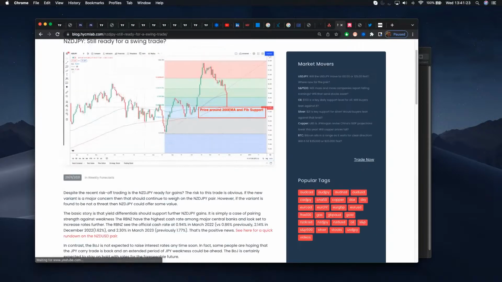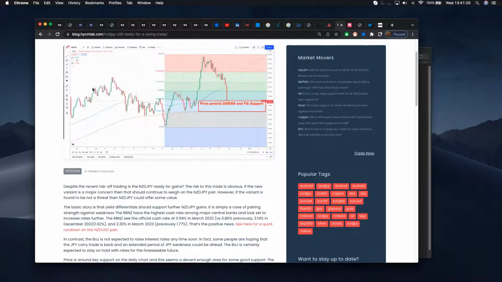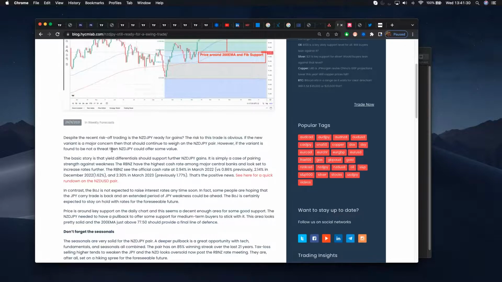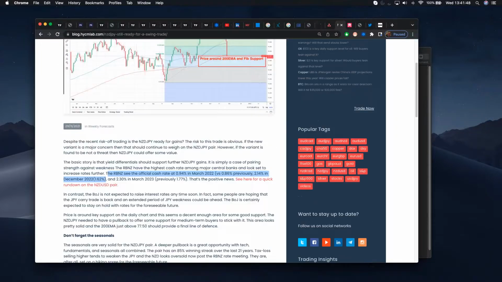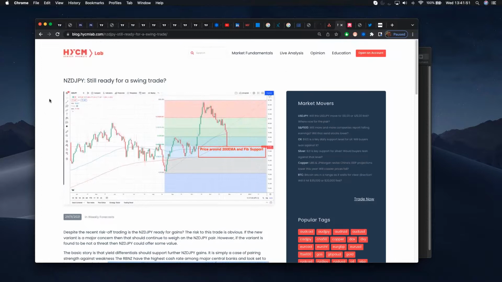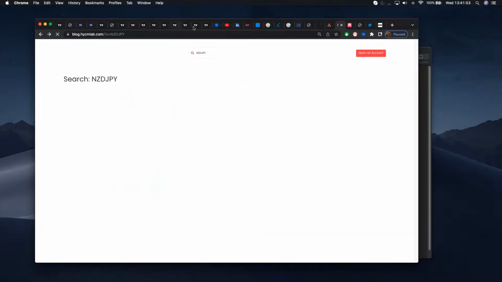In November, end of November 2021, I was making the case for New Zealand dollar Japanese yen longs. I was basically saying the RBNZ had the highest cash rate among major central banks and looks set to increase rates further. The RBNZ saw the official cash rate at 0.94% in March 2022, 1.6% December 2022, and so on. So at the time, the RBNZ were the most hawkish central bank, going back to November 2021.